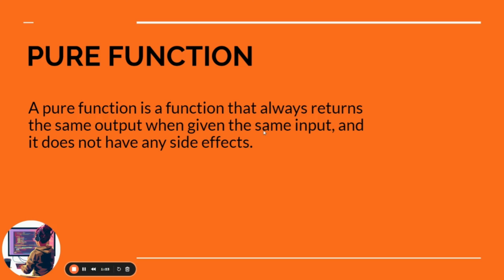Okay, so this is very clear. For the same input, a pure function always returns the same output. So let's say if input is A, the output will always be B. If input is again A, the output will always be again B, right? I mean, this is just an example I'm giving you.